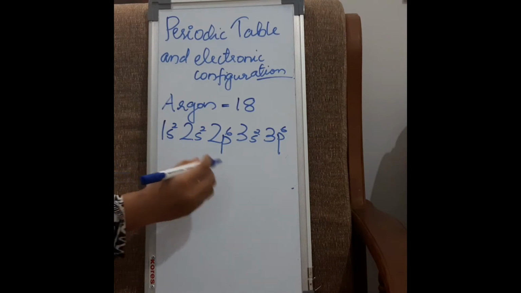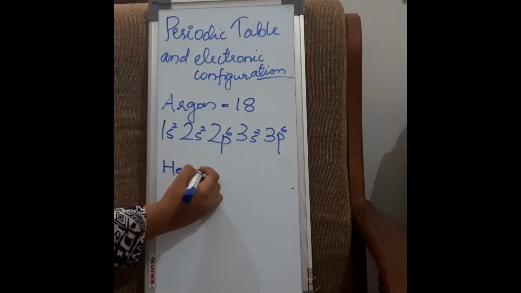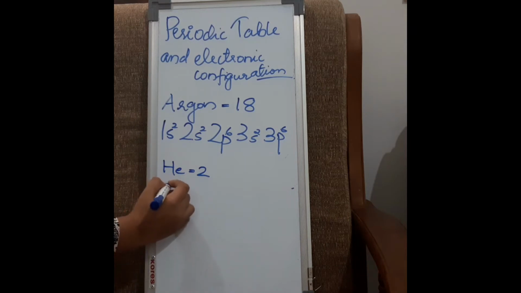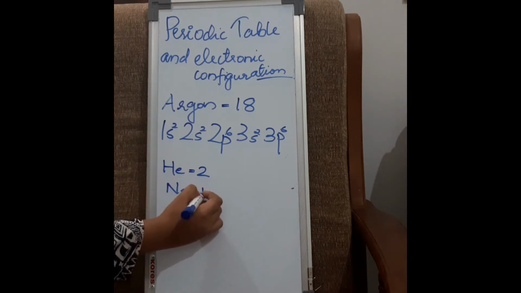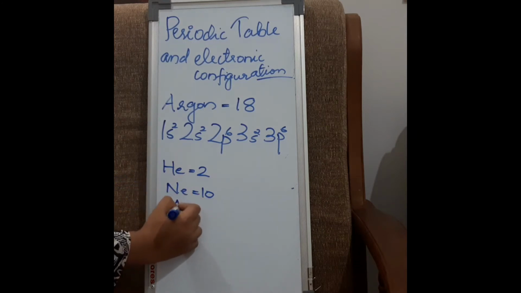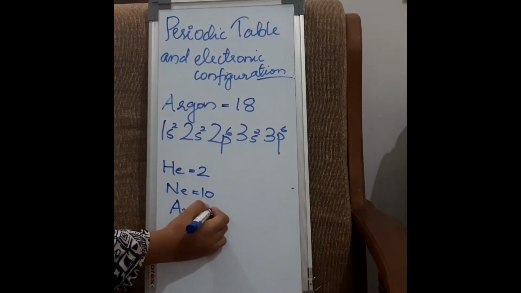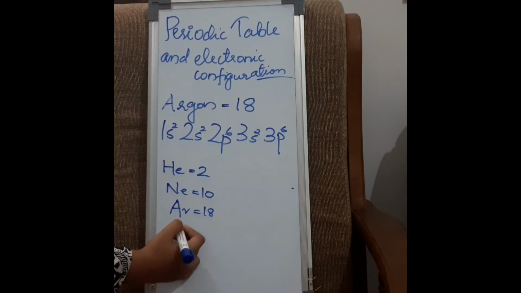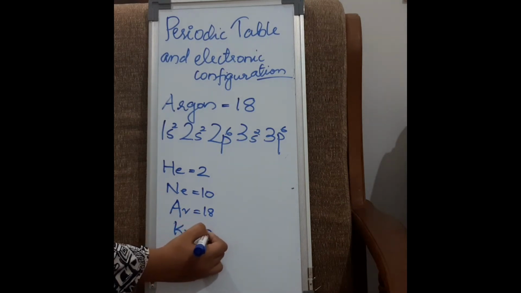Four elements' atomic numbers we have to learn. One, He, that is 2. Ne 10. Helium 2, neon 10, argon 18 and krypton 36.